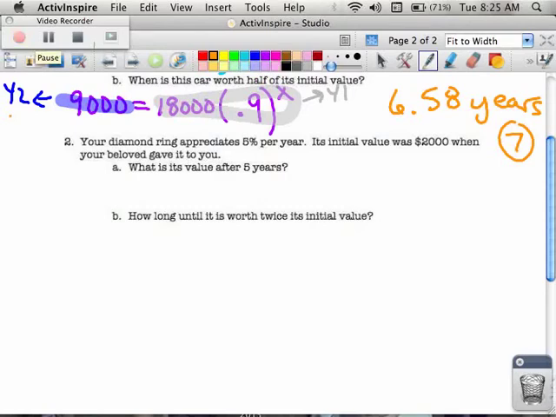Knowing how much Jasmine loves me, and this is on video now, Jasmine, she's going to give me a diamond ring. And it's going to appreciate. What does that mean? Goes up 5% per year. And the initial value was 2,000.